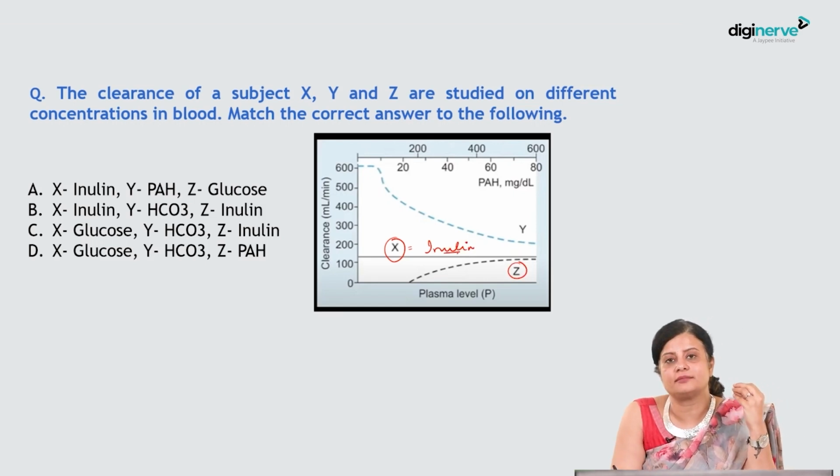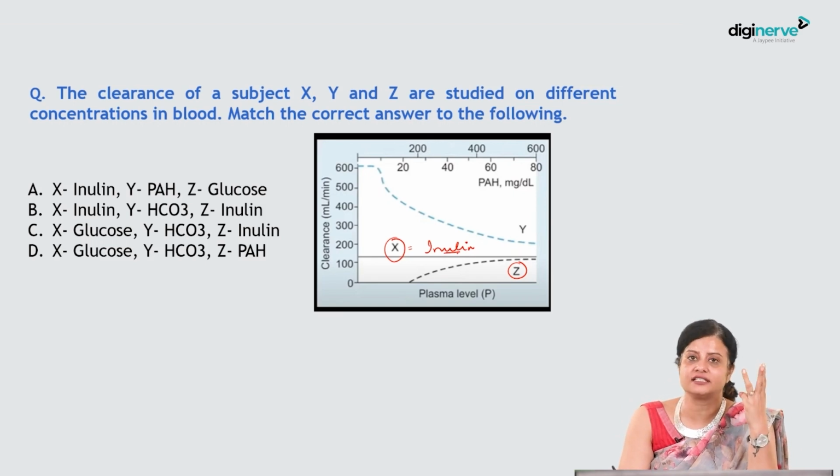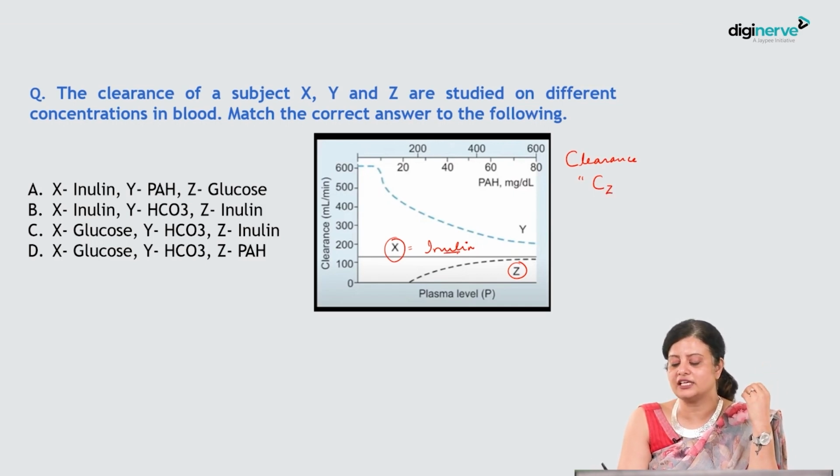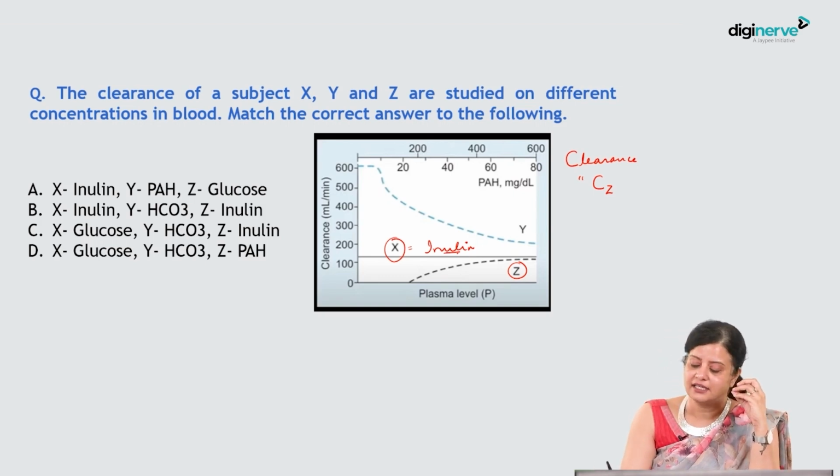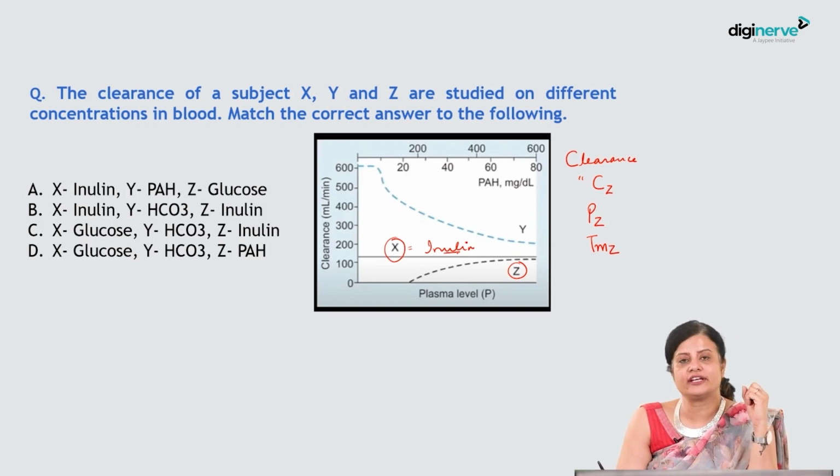Now here the concept is that we must have three things in mind. The first is the clearance of that substance labeled as C. So now we are talking about clearance of the substance Z, so we are going to call it CZ. The plasma level of Z, we are going to call it PZ, and the transport maximum of Z, we are going to call it TMZ. So now we have to find out what is this substance Z.